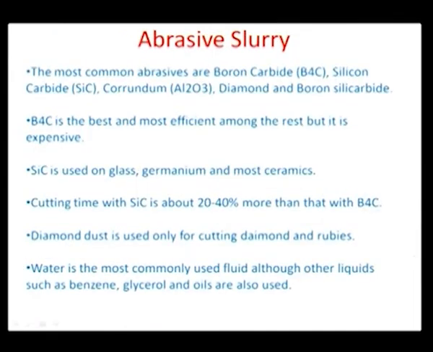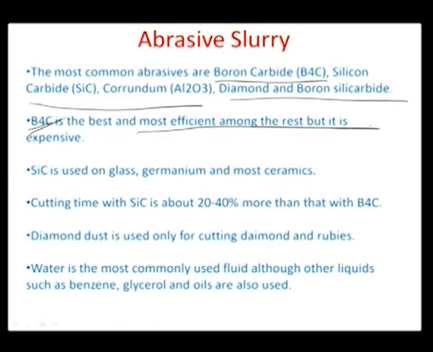The final aspect of the USM system is the abrasive slurry, and the most common abrasives used are boron carbide, silicon carbide, corundum, aluminum oxide, and diamond. Boron carbide of course is the best and the most efficient among the rest, although it is expensive.